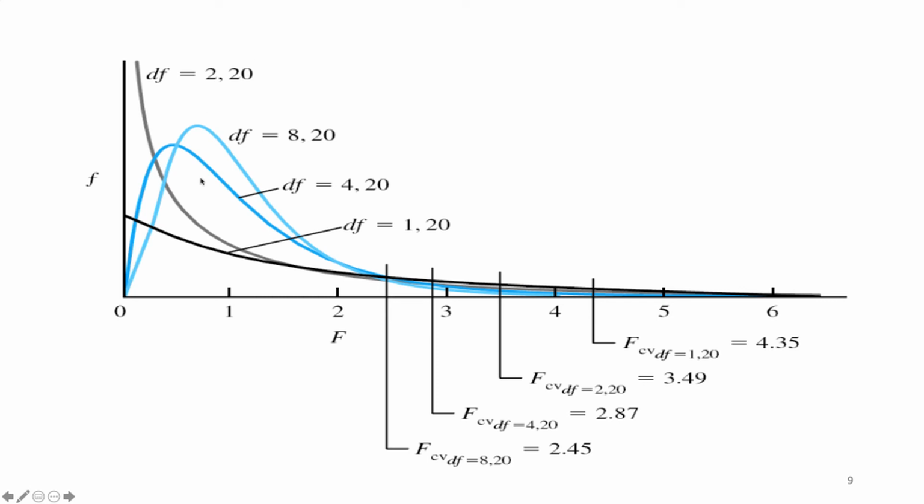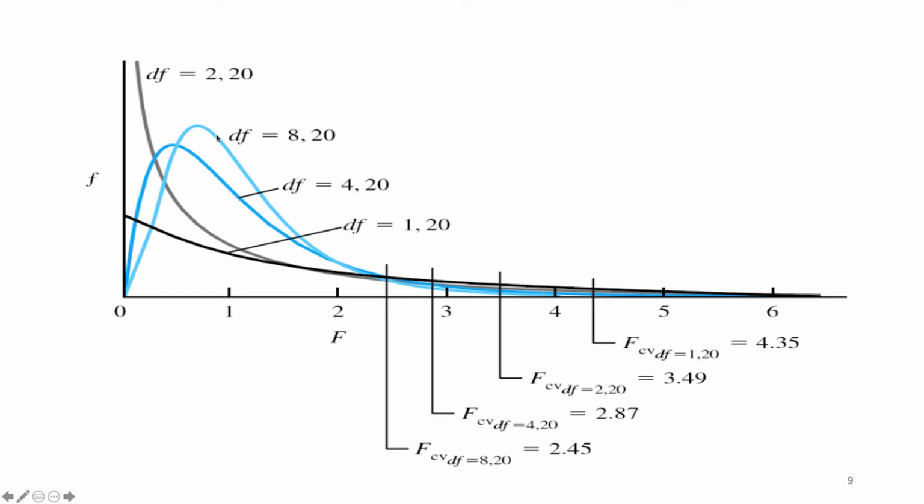Now let's look at the black curve. Here, this one is for degrees of freedom 1 and 20. All right, so with only 1 degree of freedom, it's a much flatter area. Now the dark blue is differently shaped as well. The light blue is differently shaped as well. There is a family of F distributions.